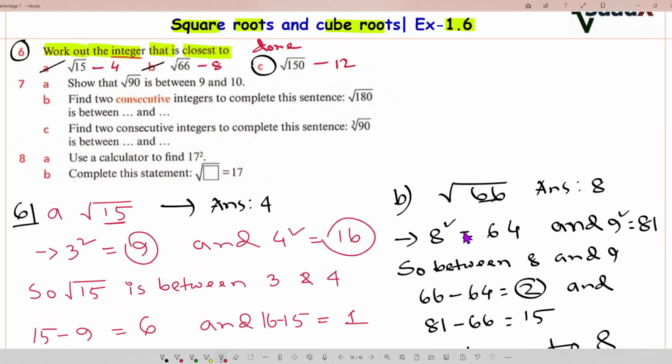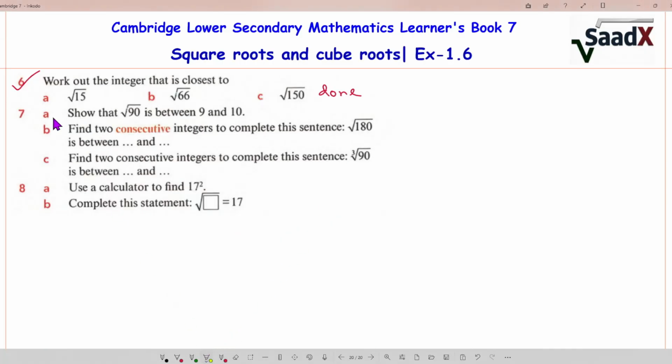I am trying to solve step by step. You should also follow like this, or if you find any better way, you should write that one. So number 7 we will start now. Number 7, A. Show that root 90 is between 9 and 10. So let's find out, is it right or wrong.